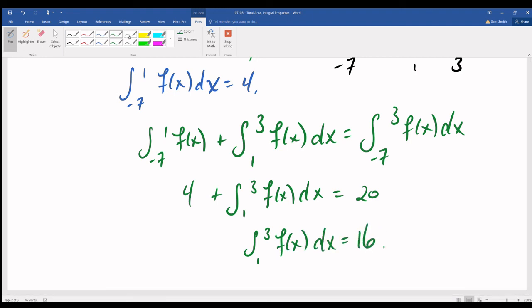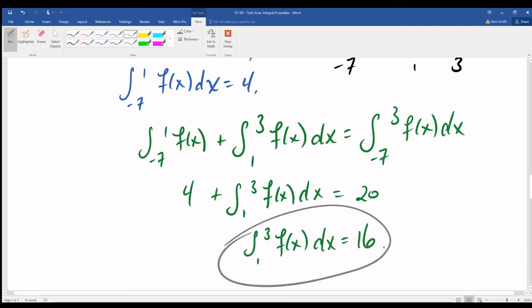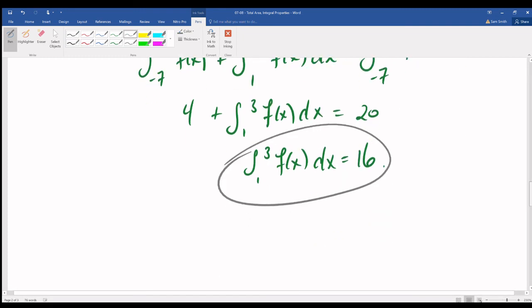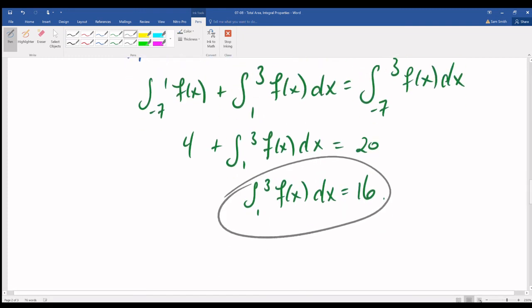So here, some integral properties can be used to split apart or to combine definite integrals in many different ways, and we'll be using this a lot in the next section.